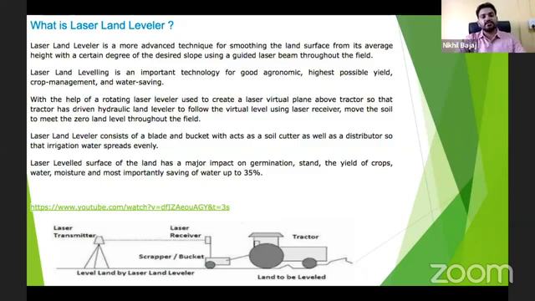Here we discuss the latest technology which has been developed, known as the laser land leveler. Here we can see a laser transmitter and a laser receiver connected to a blade and a collector bucket, which is then eventually connected to a tractor. So what happens here is the laser transmitter and the receiver maintain a height which is equal from the level of the ground. And there's a hydraulic pump connected to the scraper bucket so that it scrapes out the excess soil and levels the soil to the same level.